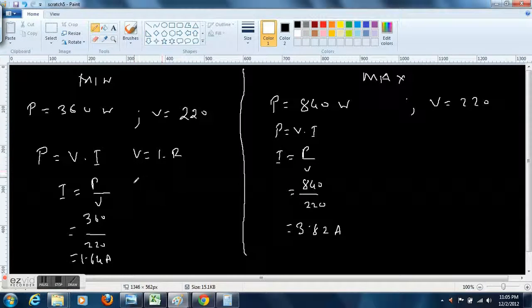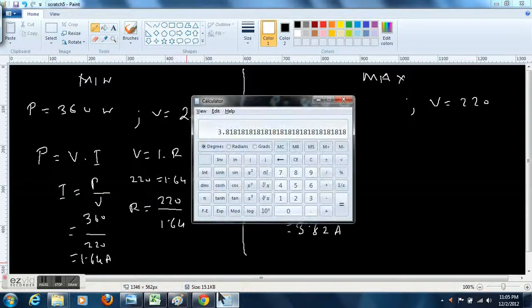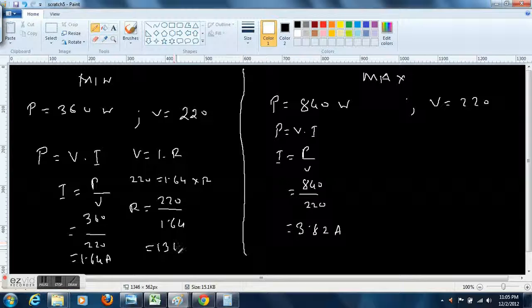Now again, for minimum position, resistance should be calculated from Ohm's law. V equal to IR, that is 220 equal to 1.64 into R. Therefore, R equal to 220 upon 1.64, which is equal to 134.2 ohms. So in the case of minimum position, we got the current flow as well as the resistance.